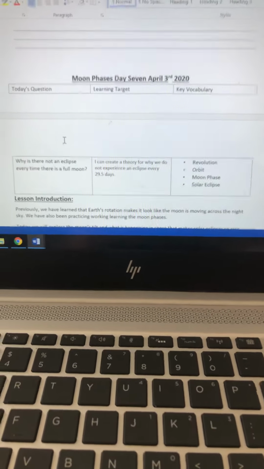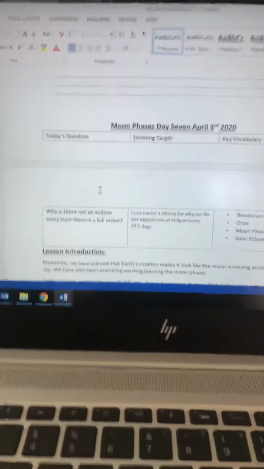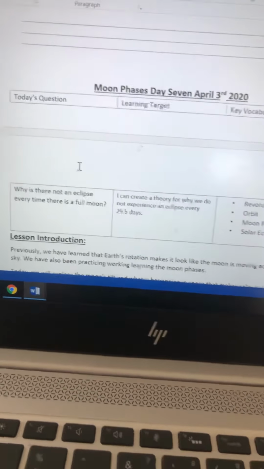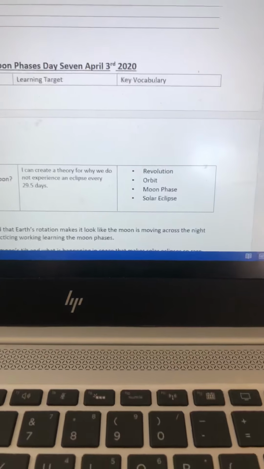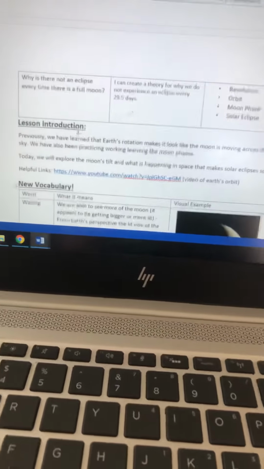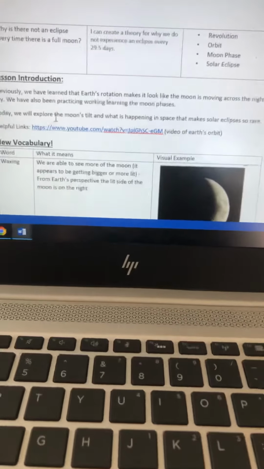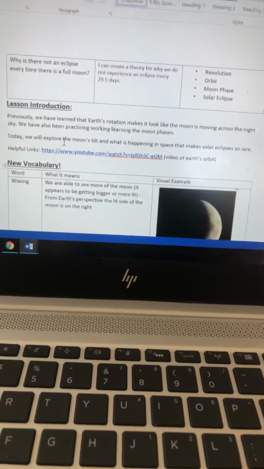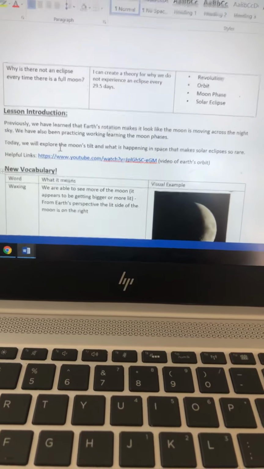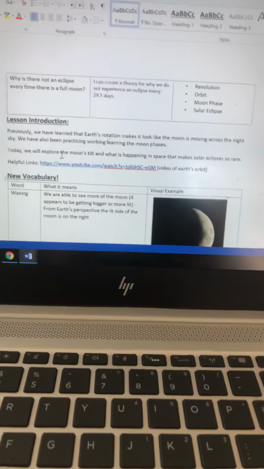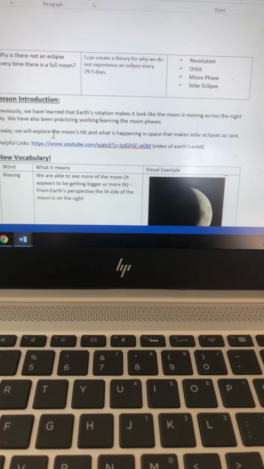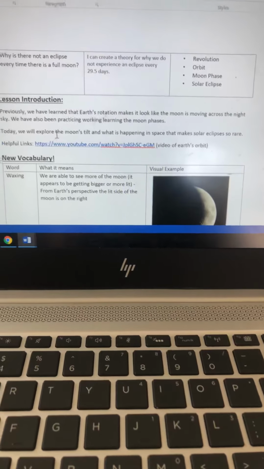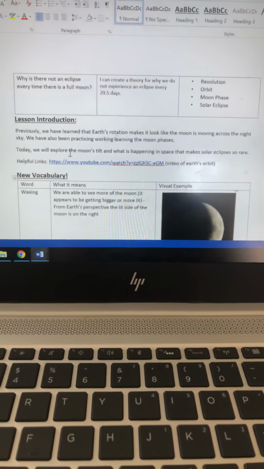Moon phase is day 7, April 3rd. Today's question at the top, learning target and key vocabulary. Lesson introduction. Previously, we have learned that the Earth's rotation makes it look like the moon is moving across the night sky. We have also been practicing with the different moon phases. Today, we will explore the moon's tilt and what is happening in space that makes a solar eclipse so rare.